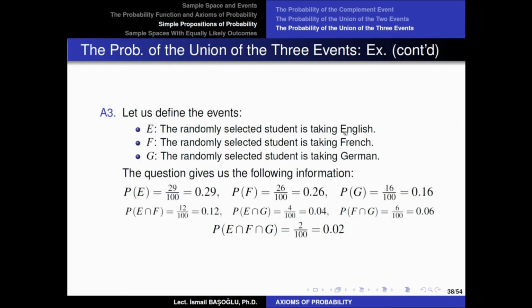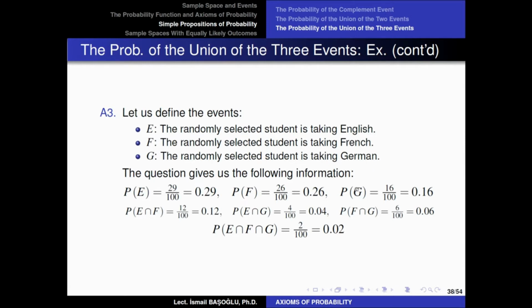I have especially selected the languages as English, French, and German because I'm going to define these 3 events with these letters E, F, and G. So I am randomly selecting a student as an experiment. The event E is that my randomly selected student takes an English class. F is the event that the randomly selected student is taking the French class. And event G is that the randomly selected student is taking the German class.